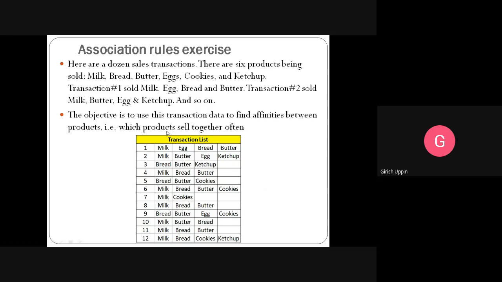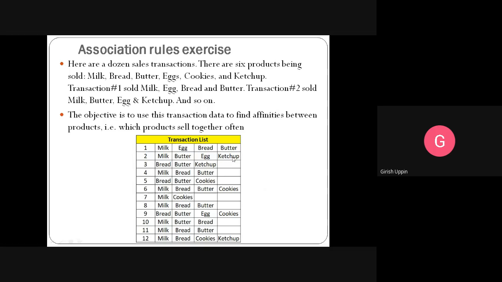So this is the data we have. This is the transaction data. There are 12 records. First transaction means this is the first sale. A person has bought milk, egg, bread, and butter. So there are, I think, six different items altogether, and we have 12 transactions. In the second transaction, a person has bought milk, butter, egg, and ketchup.